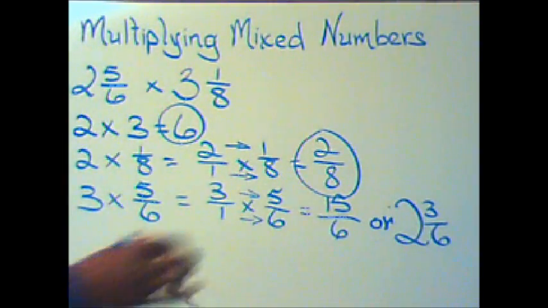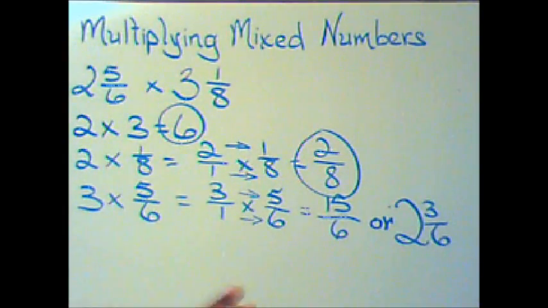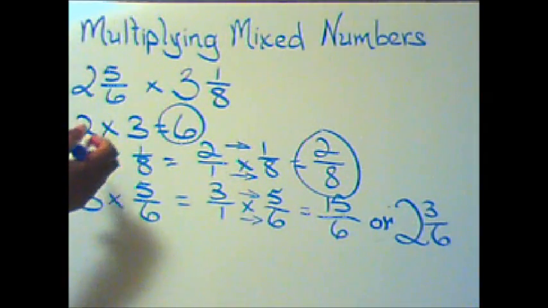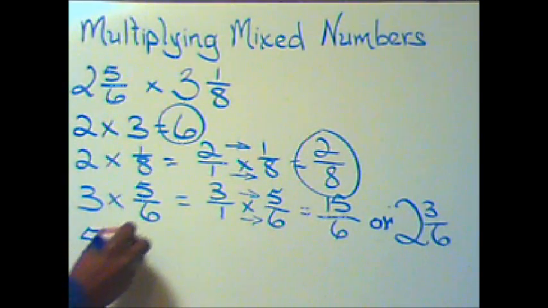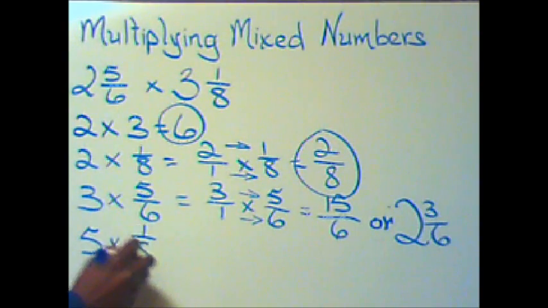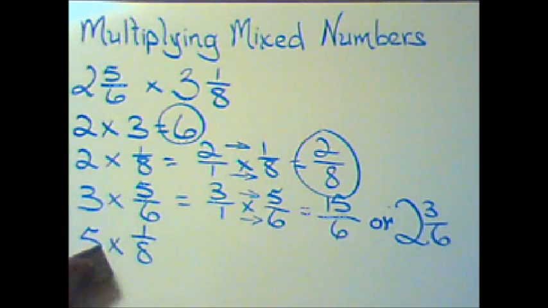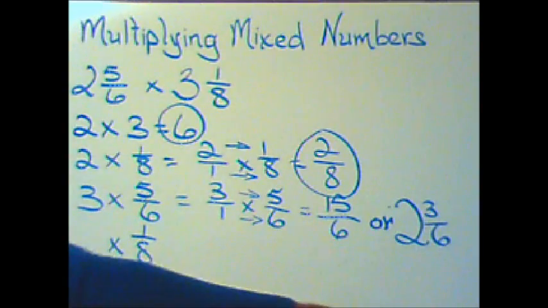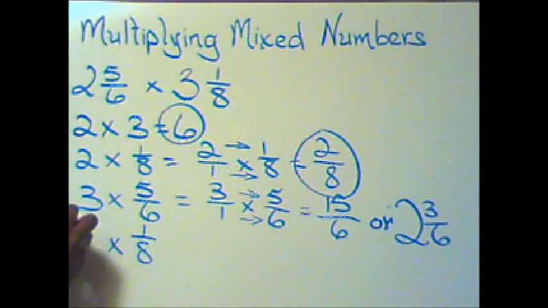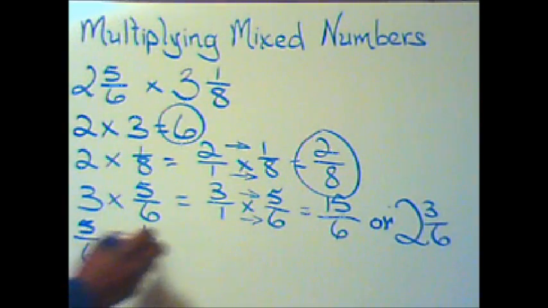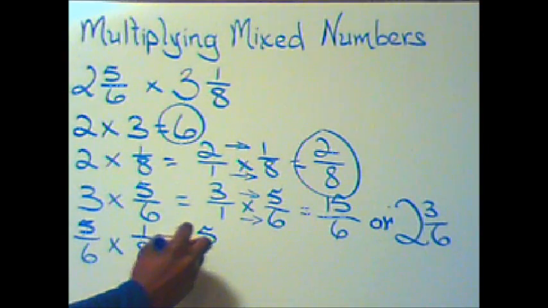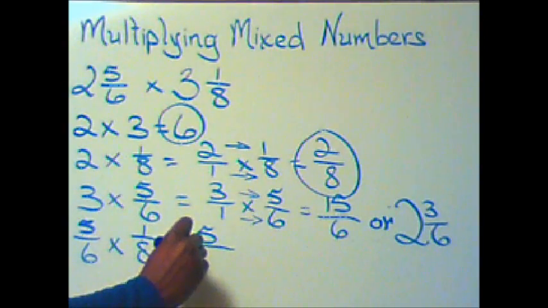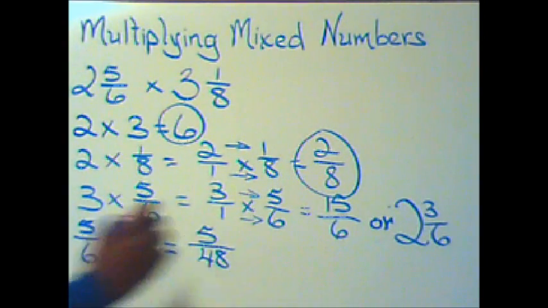I know I can reduce 2/8 and 3/6, but I'm not going to do that just yet. Next, I'm going to multiply 5/6 times 1/8. Which equals 5 times 1 is 5. 6 times 8 is 48.